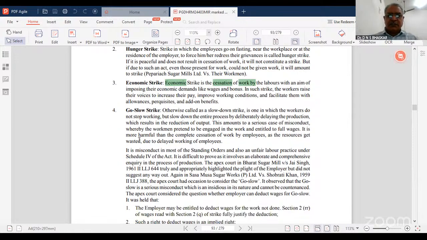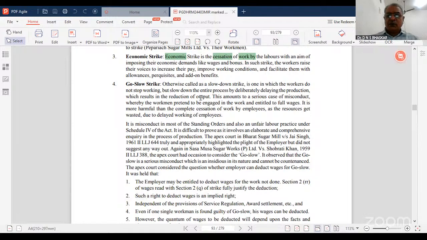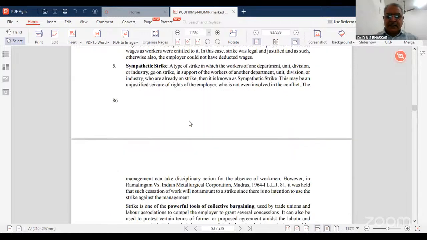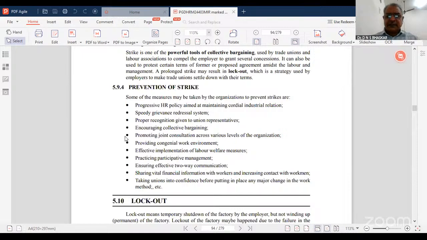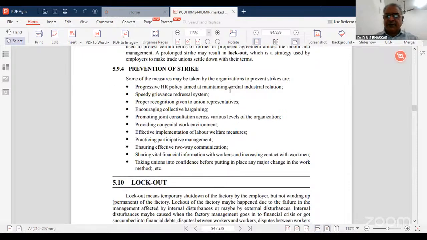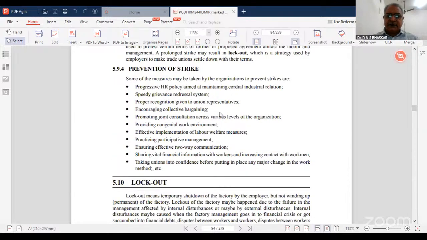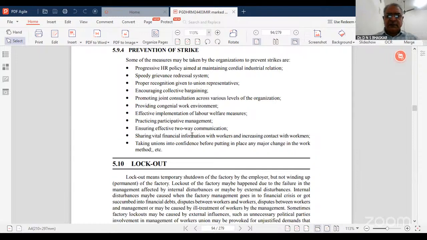And go-slow strike, otherwise called slow-down strike. Here workers do not stop working but slow down the entire process by deliberately delaying the production process. These are various types of strikes, and sympathetic strikes are another one. Prevention of strikes is about how to prevent the strike. Some of the measures that can be taken are progressive HR systems and a speedy grievance redressal system. These are the various important elements.